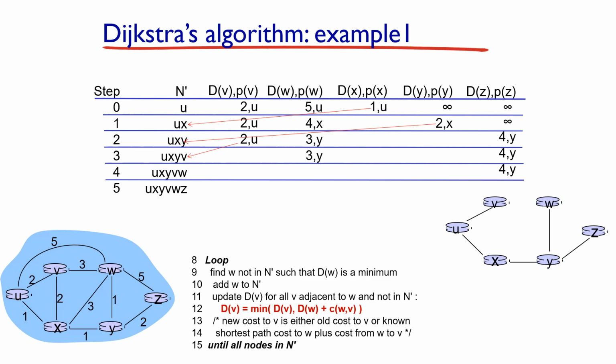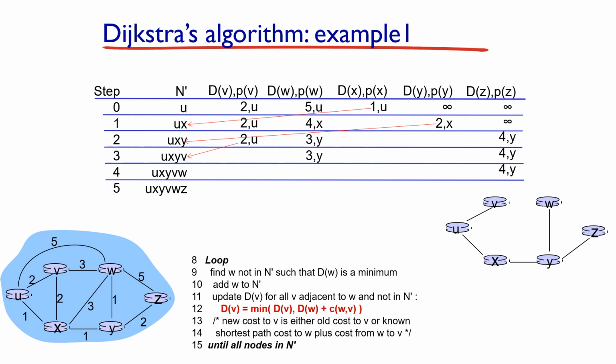Then again we have to fill the next row, that is step number 3. Is there a path to w? 3y is already there. Is there a new path or a better path to w through v? W through v, there is a path. Its cost is 2 plus 3, that is 5, since uv is 2 and vw is 3. And the 3y is better than the 5v, so 3y itself is copied down.